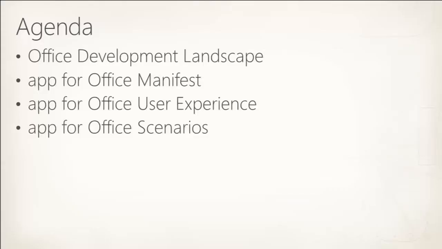So here's the agenda. I'll briefly walk through it. We're going to talk about the Office development landscape. Apps for Office provide a pretty compelling opportunity that I want to make sure you in the room understand well enough so you can think about the different types of solutions that can be built. Next, we'll talk about the App for Office manifest. The manifest is a very important key piece of technology for the discoverability of Apps for Office.